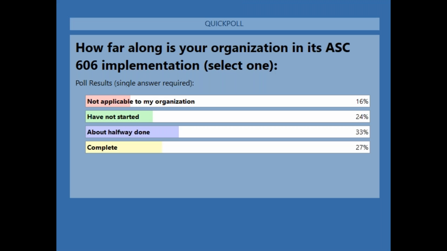All right, and what do the results look like, Ashley? So it's looking like we have about halfway done. They're at 33%. And then next is have not started at 24, complete at 27, and not applicable to my organization at 16. So the most votes came in at about halfway done.